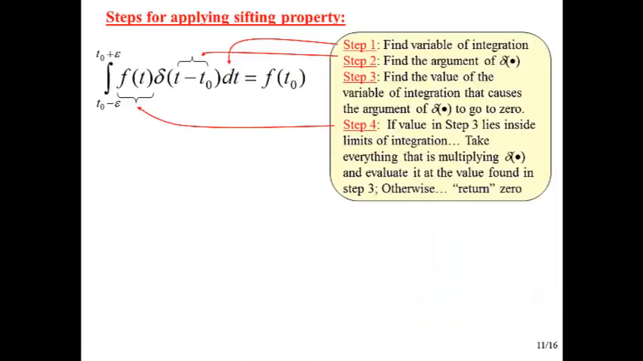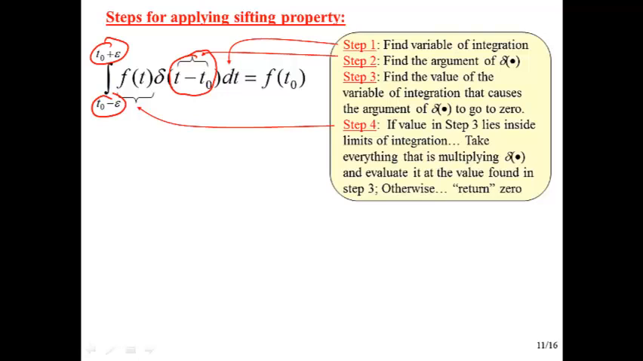So let's look at some steps for applying the sifting property. Things can get a little bit funky, but not too bad. Again, these limits can be anything as long as they're to the left and right of where t0 is. So step number 1 says to find the variable of integration. Step number 2, find the argument of the delta function. In the case we're showing, that's this t minus t0.